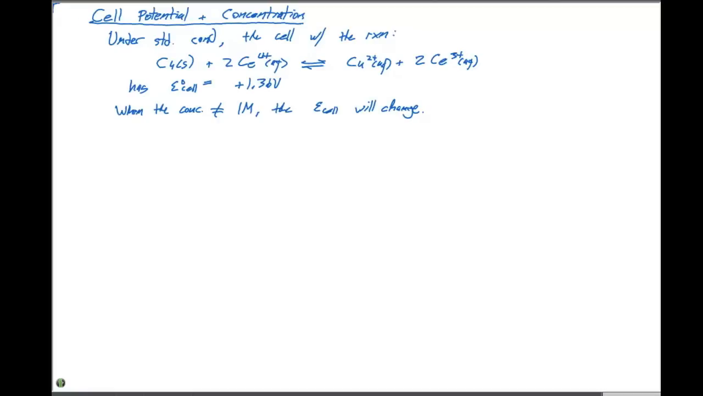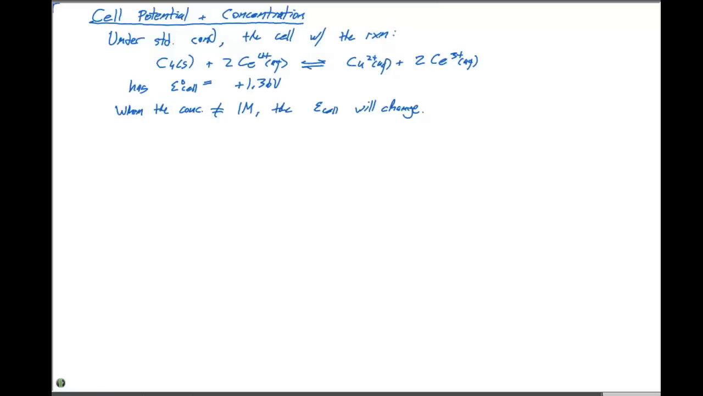And what we would do if we were performing this in a lab would be we would set these concentrations equal to 1 molar. And then what happens if you dilute one of the compartments? That cell potential is going to change. And the question is, how is it going to change, and how can we look at this equilibrium expression to see which way we would predict a shift in that equilibrium?